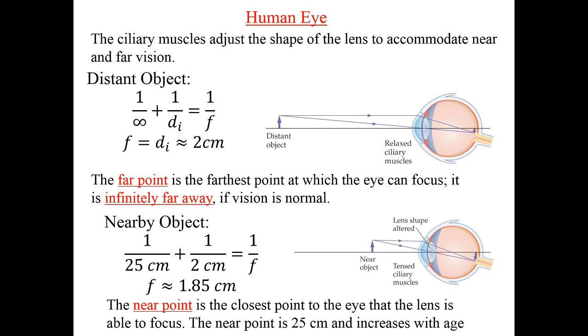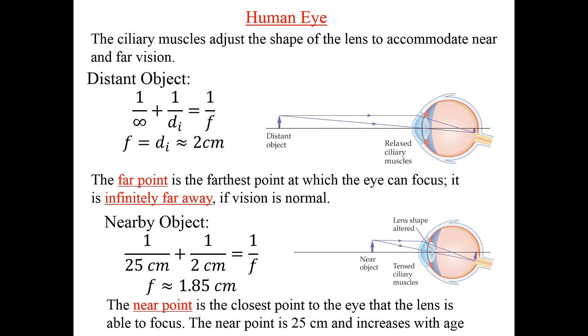There's also a far point. The far point is the farthest distance that an eye can focus. If an eye cannot have a focal length of 2 centimeters, let's say it can only go to 1.9 centimeters, then there will be a distance beyond which the eye can't focus. In a normal eye, it is infinity, but if you are nearsighted, then that far point will have some sort of distance.